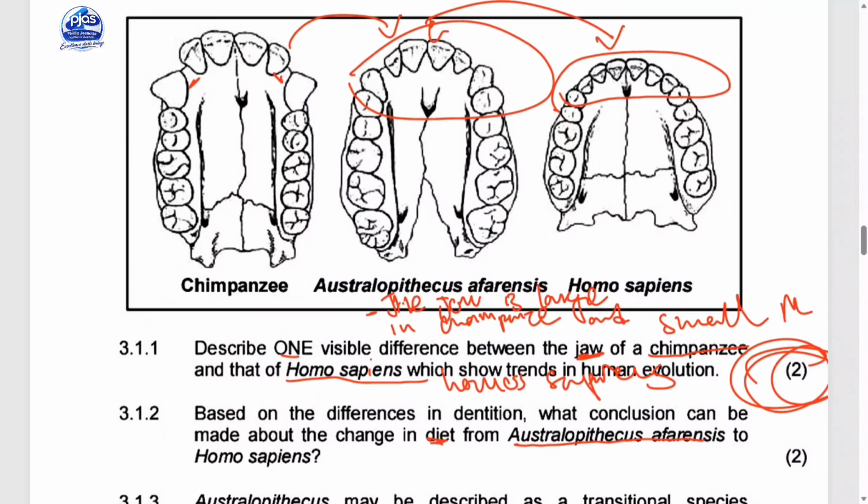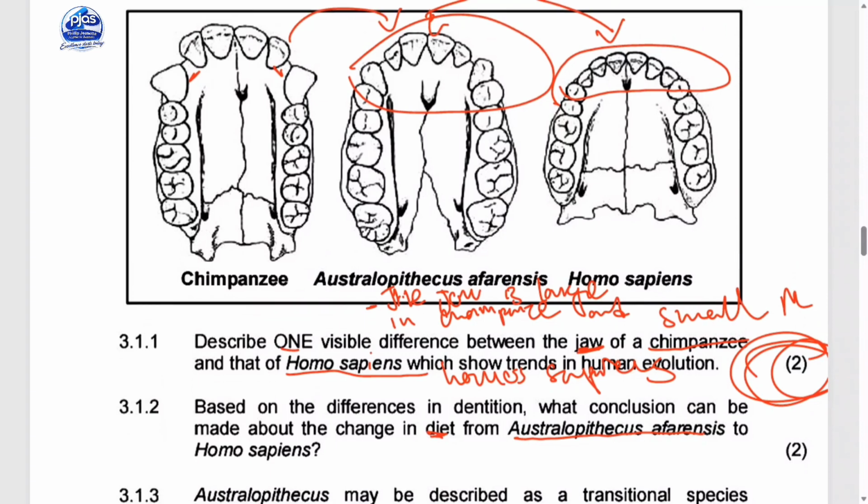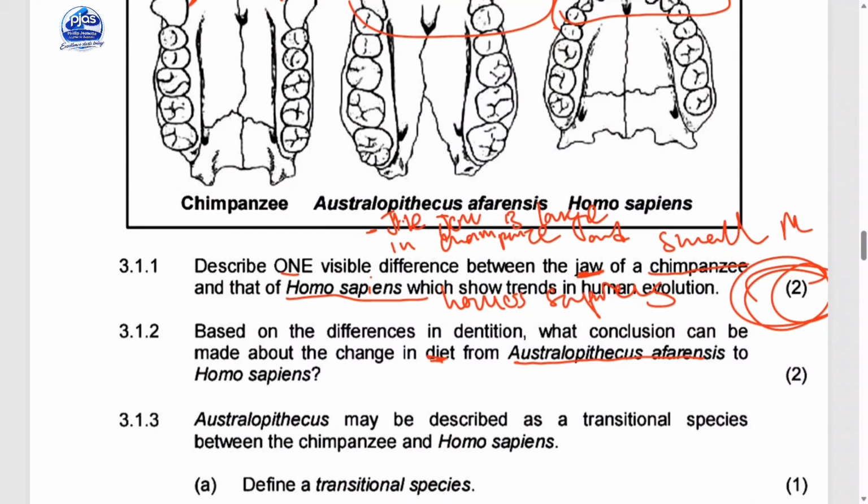While us, Homo sapiens, then we have the reduced chewing muscles, right? We are capable to do what? To chew softer food, means that now we need to cook first. So when they say based on the difference in the dentition, what conclusion can be made about the change in the diet from Australopithecus afarensis to Homo sapiens?